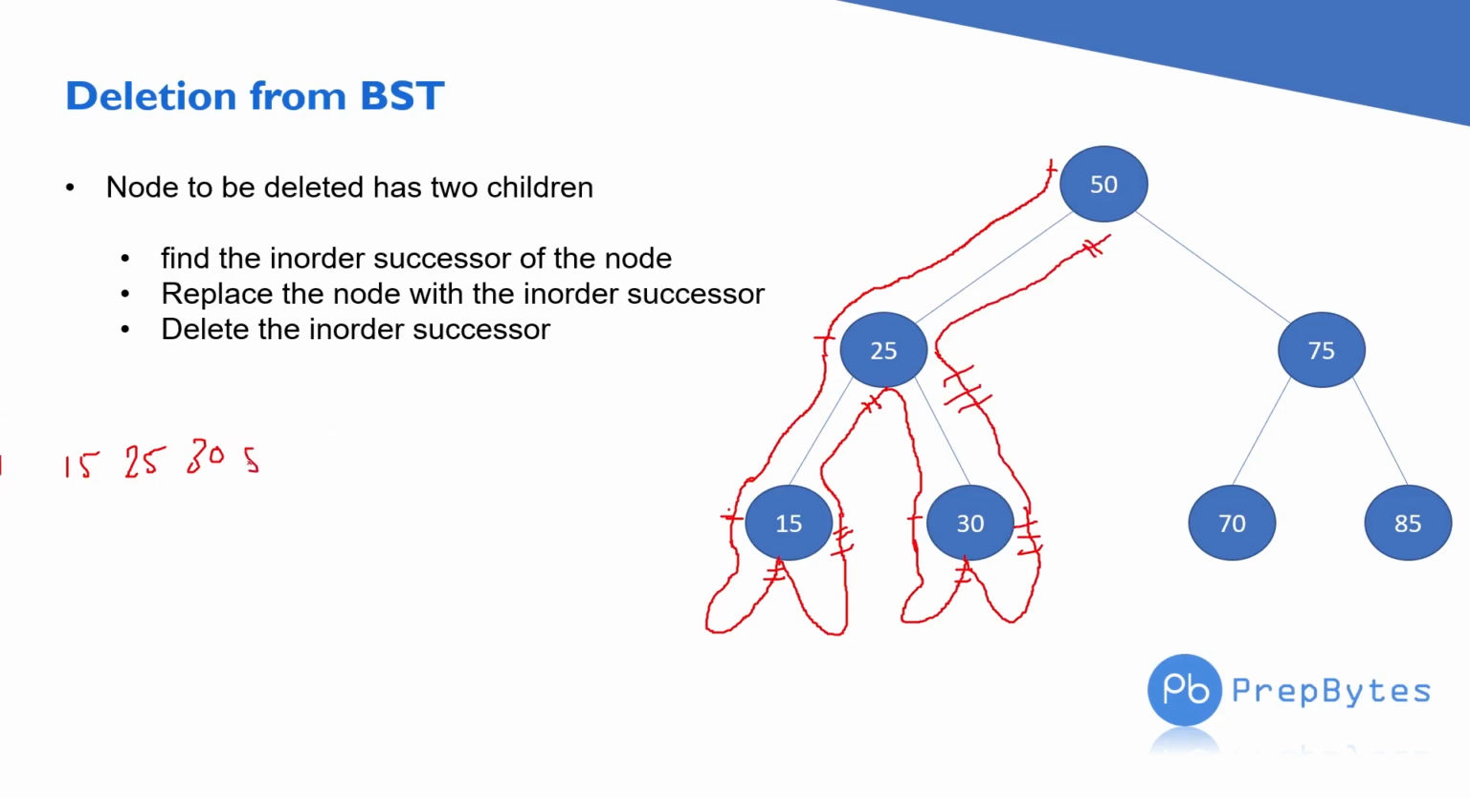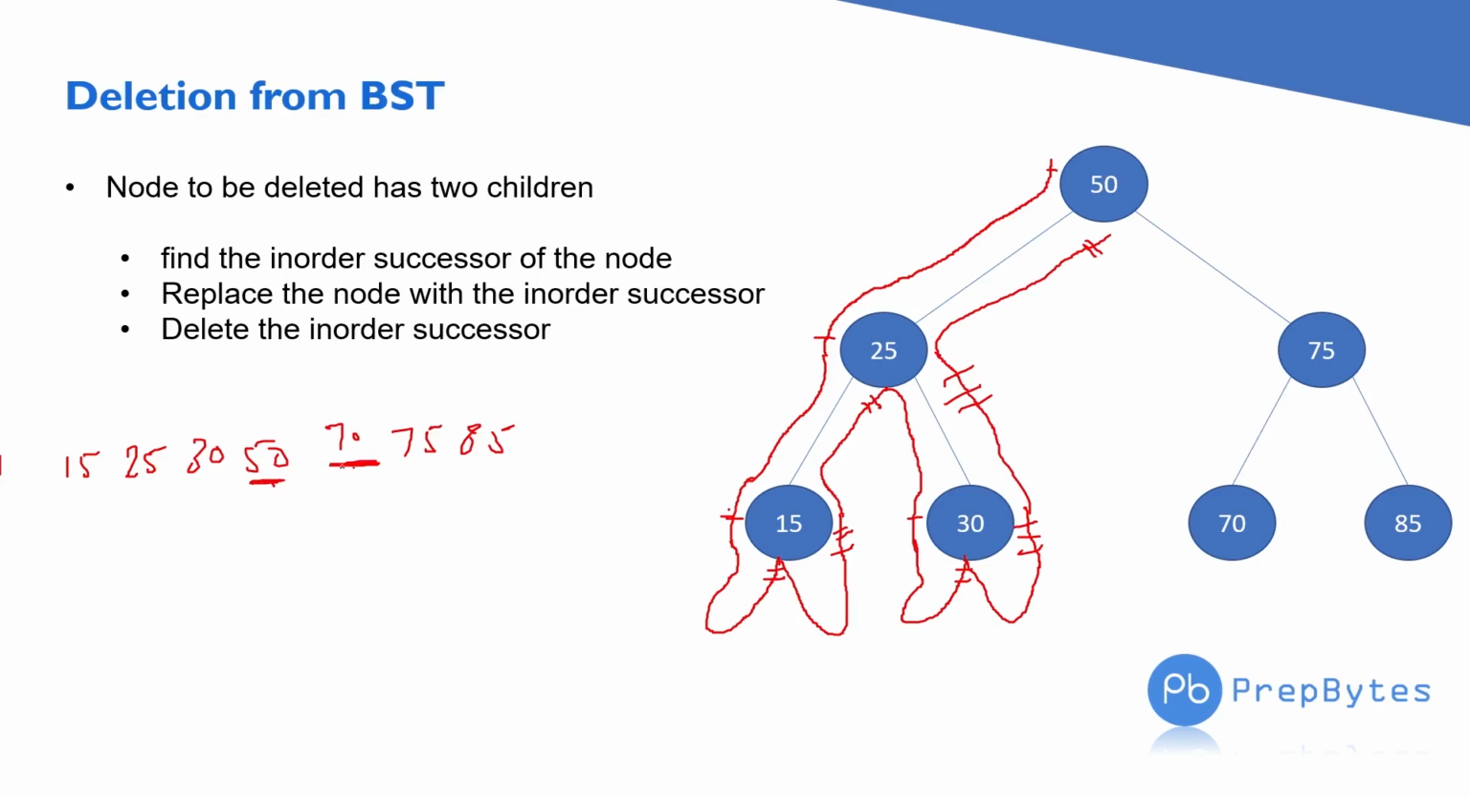You have to print the pre-order for this. So 15, 25, 30, 50, next will be 70, next will be 75, and next will be 85. So who is the pre-order successor of 50? Pre-order successor of 50 is 70. So you have to replace 50 with this 70.